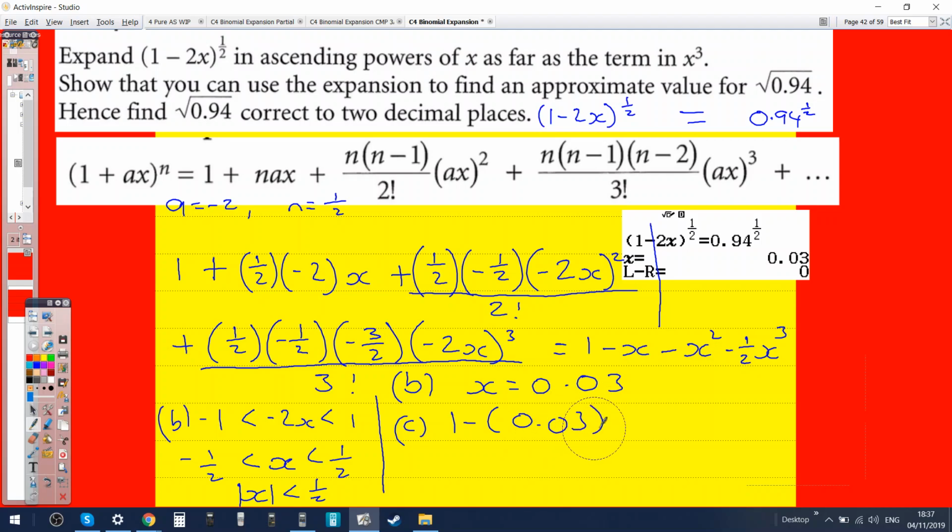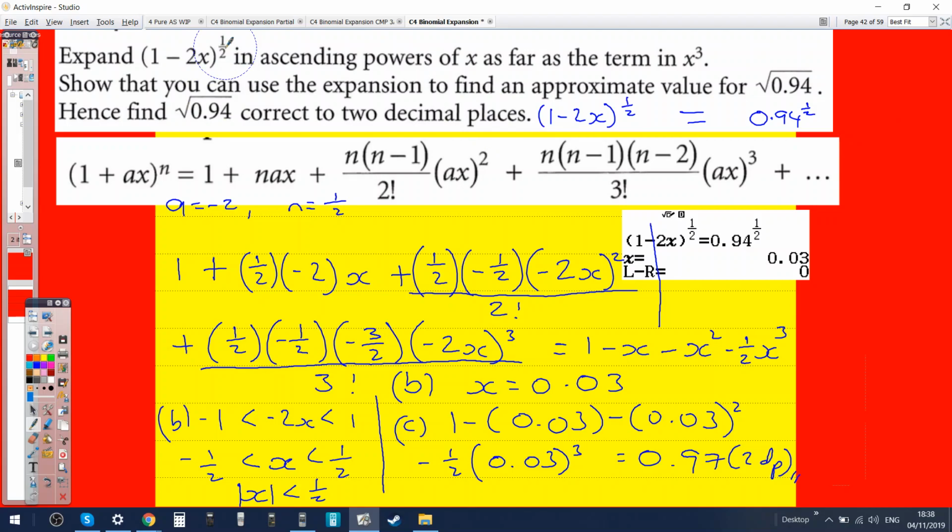And I get 0.967. Yeah, so pretty close. Yes, and so it's an approximation of doing the square root. And so that's 0.97 to 2 decimal places. And so that's how you can check your answer. And that's, I suppose, an application of this.